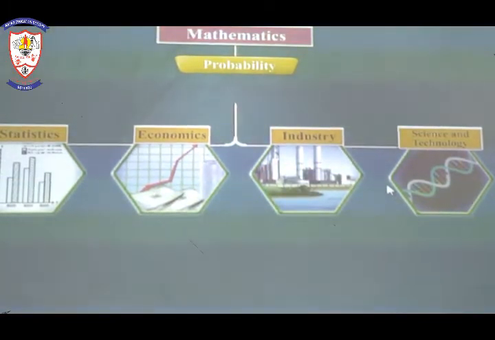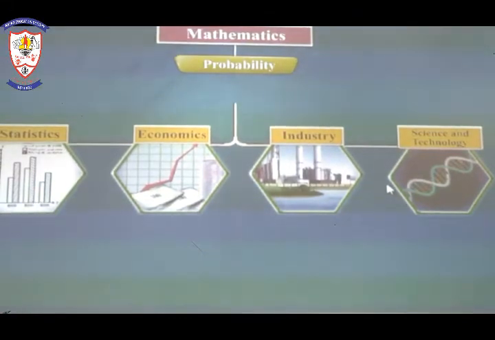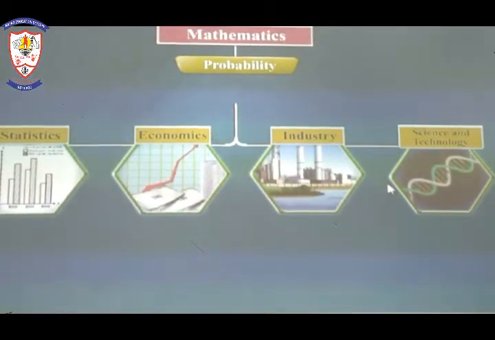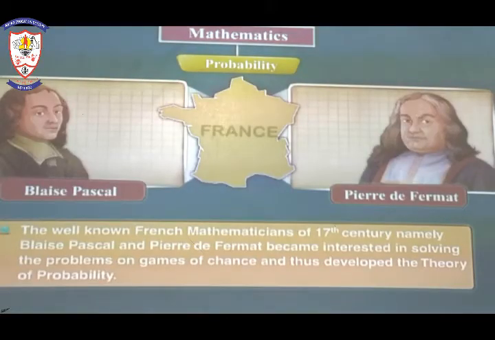Students, today we are going to take chapter 15, Probability. Yes, probability is a branch of mathematics and we will see its application in statistics, economics, industries, science and technology. The well-known French mathematicians of the 17th century, namely Blaise Pascal and Pierre de Fermat, became interested in solving problems on games of chance and thus developed the theory of probability.